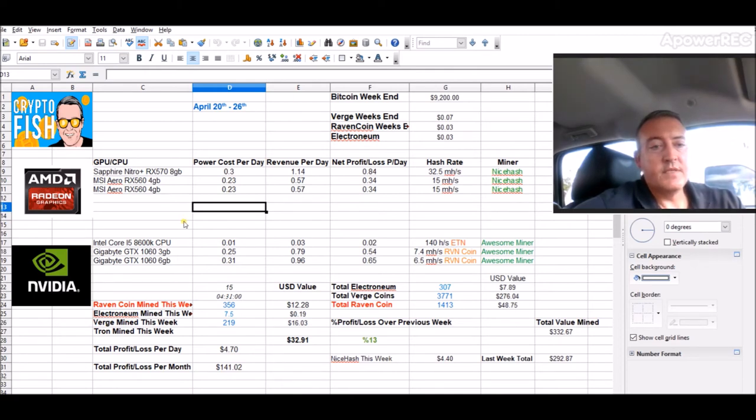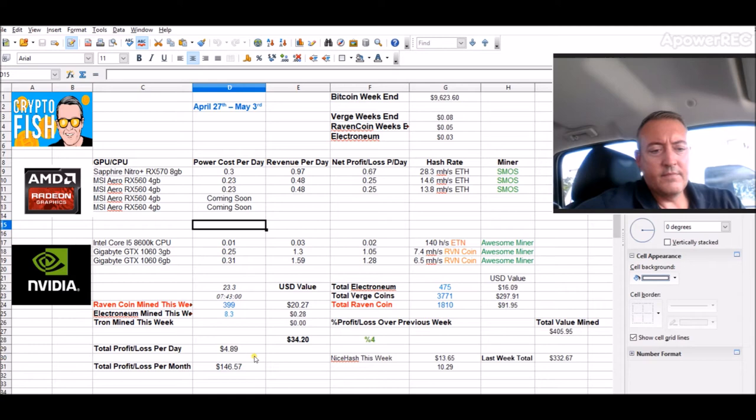Week 10, $4.70. Still mining with the 5 GPUs. Was still mining Electronium at that time at the CPU, but I eventually did stop that. Still mining Verge and Raven at that point. And we were at $332 total value mined.